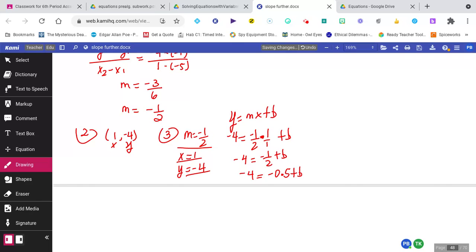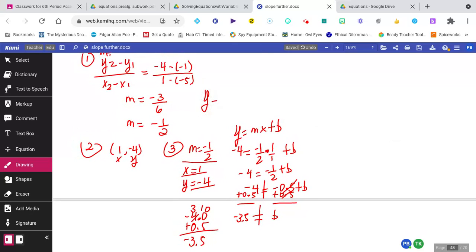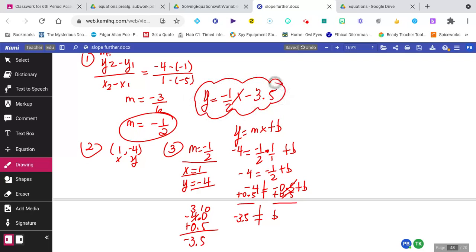And to get rid of -1/2 or -0.5, I'm going to add 0.5 to both sides. These cancel, and I'm left with -3.5. If you don't know that, the decimal's at the end of 4. Subtract because they go in different directions. And there you go. That's how I got the -3.5. So the equation is y equals, that attaches to x, and b doesn't. So y equals -1/2 x minus 3.5. You could have also written that as -7/2.